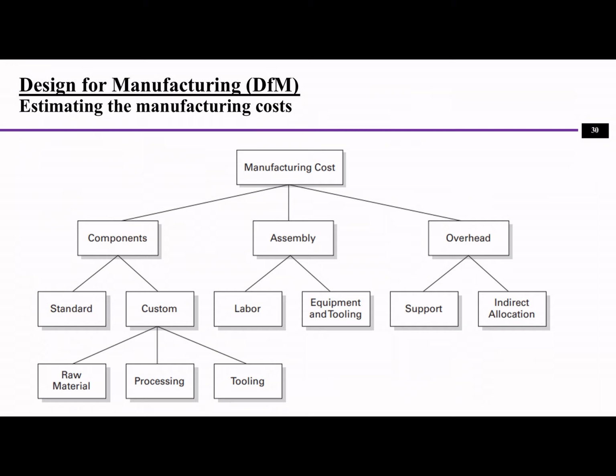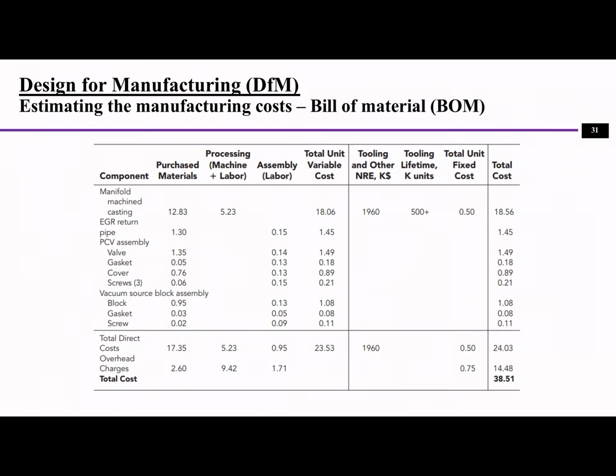Direct costs, indirect costs, support overhead costs. What do they mean? All right, so this is how you can estimate the manufacturing cost, and it can be organized based on a bill of material. So this is a chart based on bill of material.